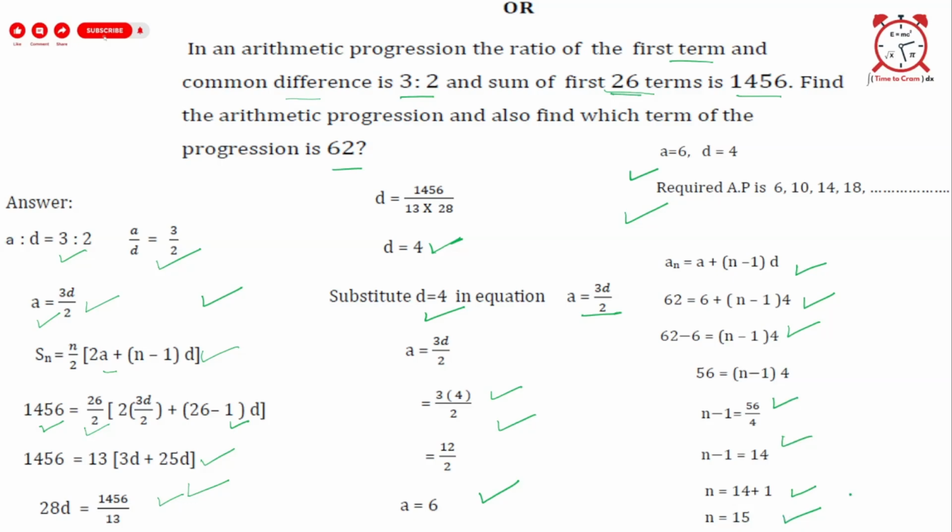In that way, we may find the number of terms. So in this sum, how many steps are there? The ratio is given. We converted it to the equation a equal to 3d by 2. Then we take the summation formula. From this we found the value of d. Then we found the value of a. By the values of a and d we derived the AP. And finally, for the given conditions, we found the term number 15.